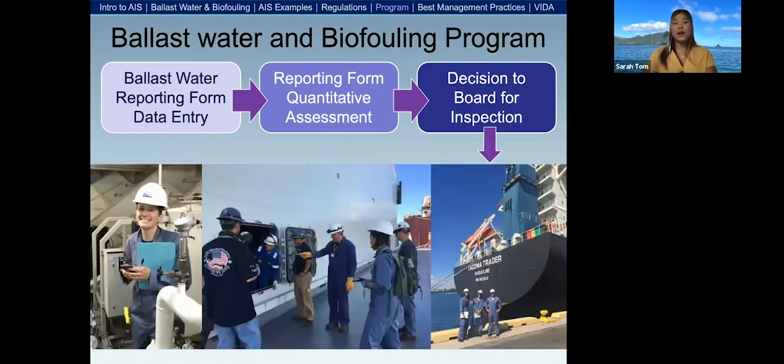So vessels with a higher risk can then be boarded for inspection, and this is where ballast water biosecurity risk assessments are conducted in coordination with the US Coast Guard. We can also check documentation and sample the ballast water.